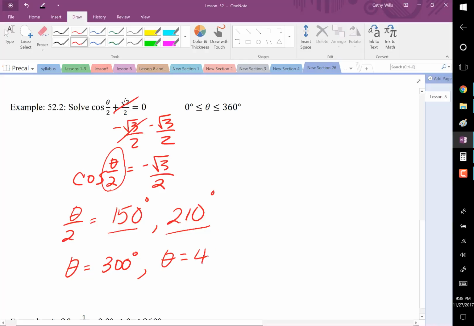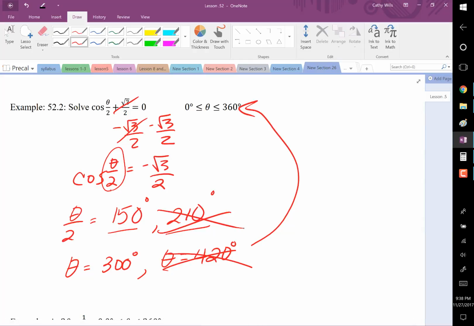All right, that's already too far. That's already out of the range for theta. So this 210 cannot even be a solution, because it's out of the range for theta. It puts theta out of the range. So the only value for theta that's going to work in this equation is theta equals 300, because that means cosine of 300 over 2, or 150, is negative square root of 3 over 2. So the only value that works in the range for theta is 300 degrees.